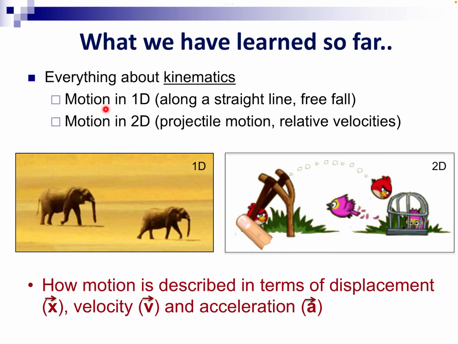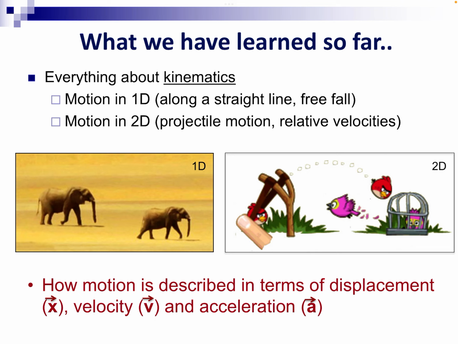We then looked at the motion of an object in one dimension, like horizontal motion on a straight line and vertical motion, looking at free fall as an example. We then moved on to describe the motion of an object in two dimensions, and we use projectile motion and relative velocities as examples of motion in two dimensions.